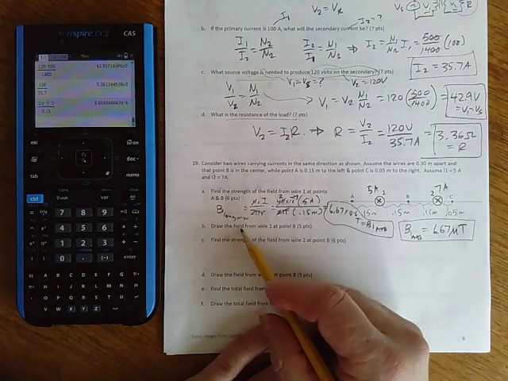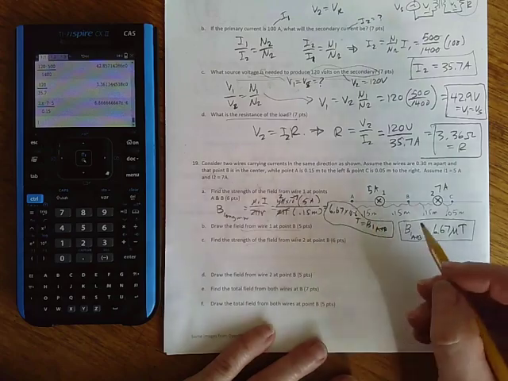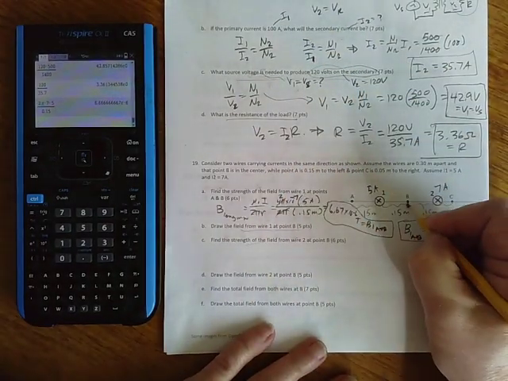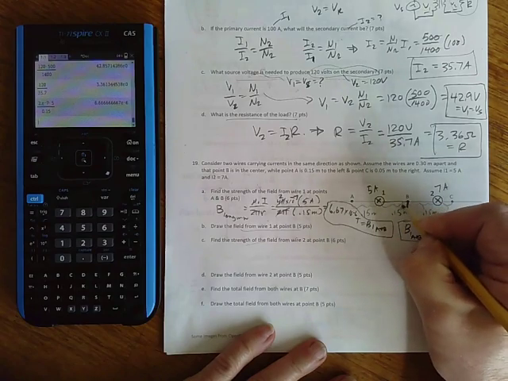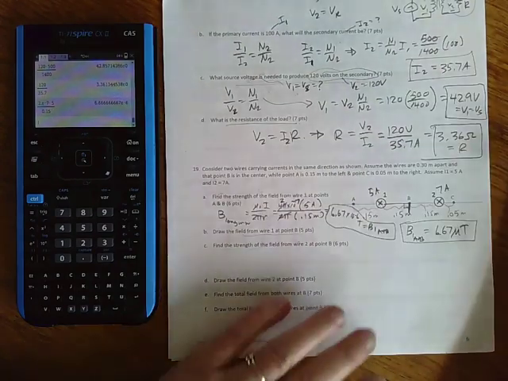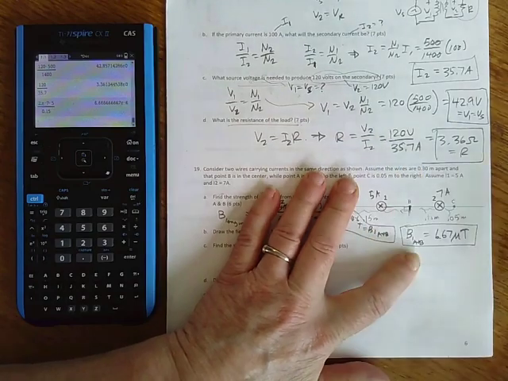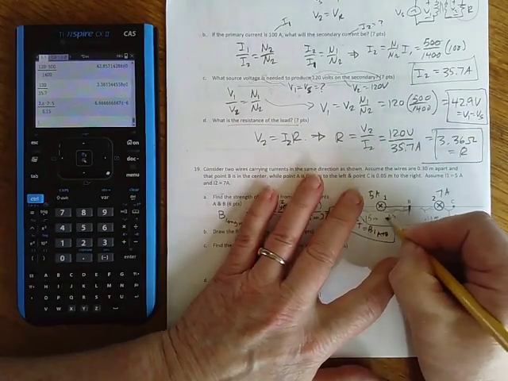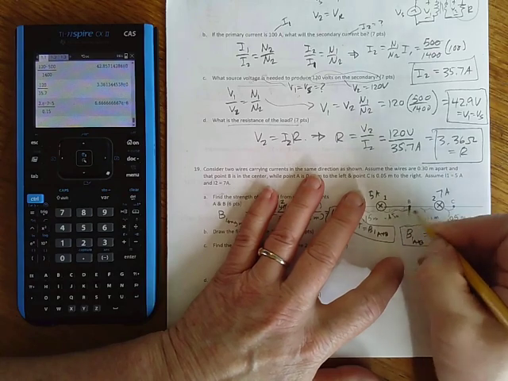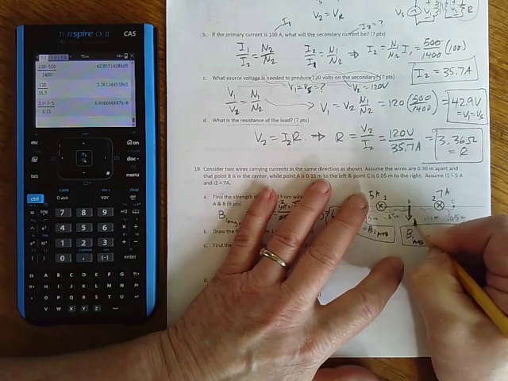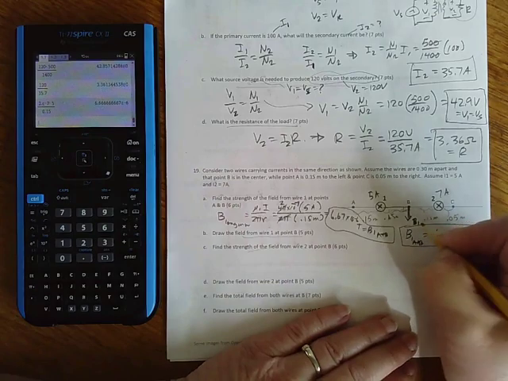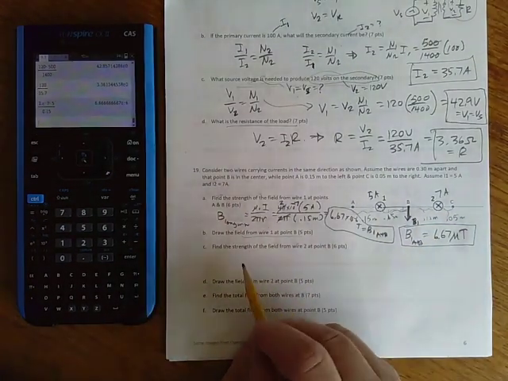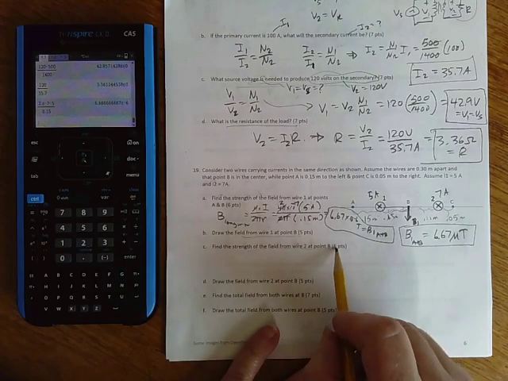Find the field, draw the field from wire 1 at point B. Okay, so wire 1 is going in, so it's going to be going down, perpendicular. So, got stuff in the way. This is still 0.15 meters, but now B1 is like this. Something like that, going straight down. All right, find the field strength from wire 2 at point B.